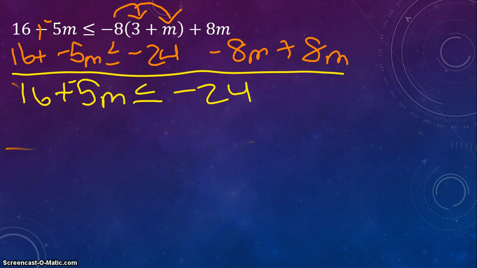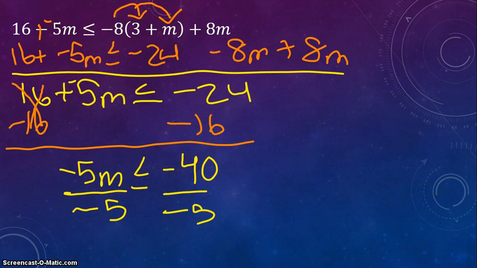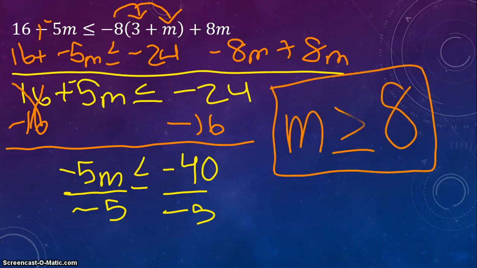I then subtracted 16 from both sides to get my variable on one side. So I got -5m ≤ -40. I then divided by -5 to get m ≤ 8. But since I divided by -5, I had to switch the sign to get m ≥ 8.